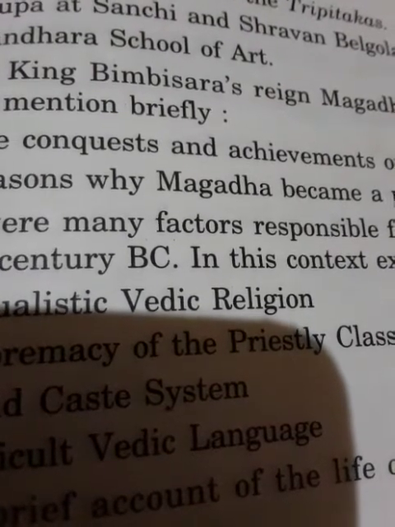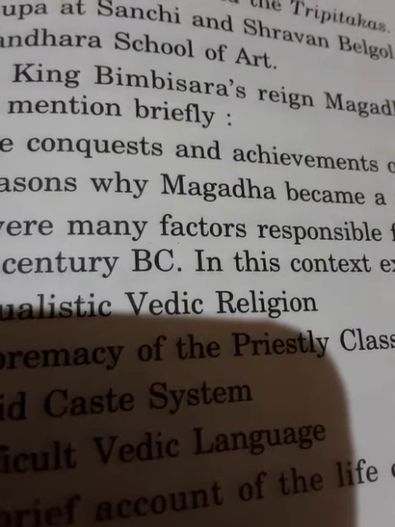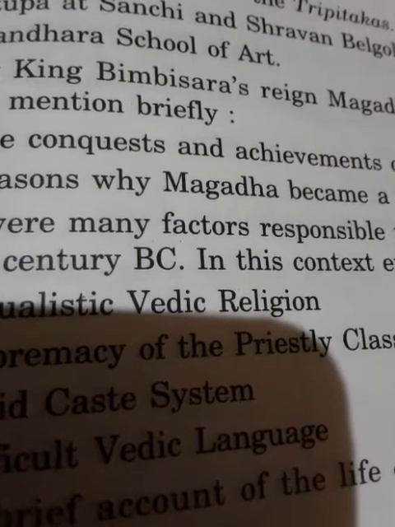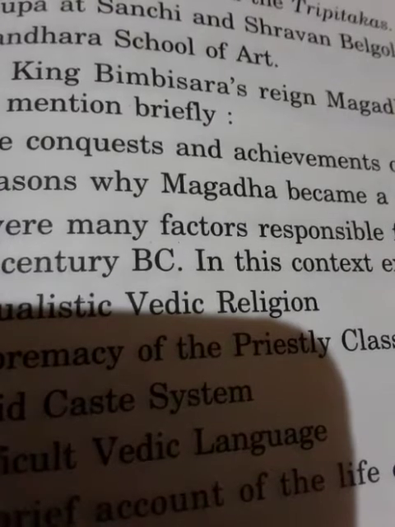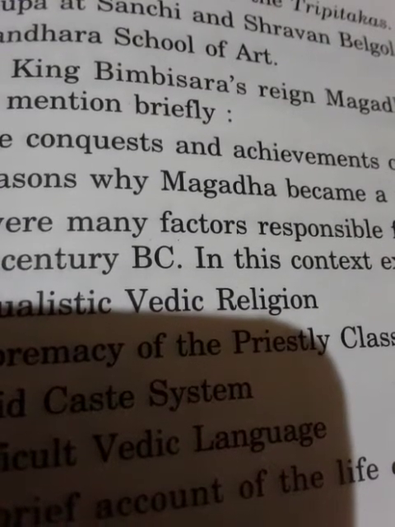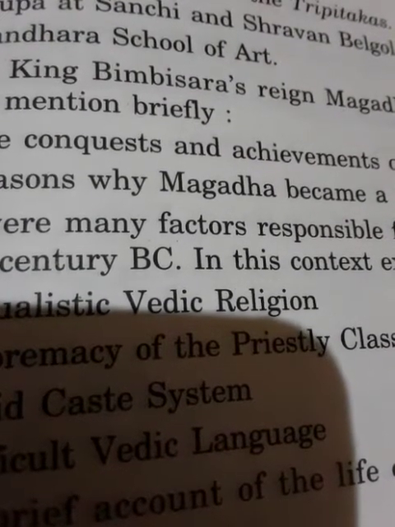Question 20. Mention any 4 points of the Buddhist Eightfold Path. Answer. 4 points of the Buddhist Eightfold Path are: number 1, right faith; number 2, right action; number 3, right living; and number 4, right speech.